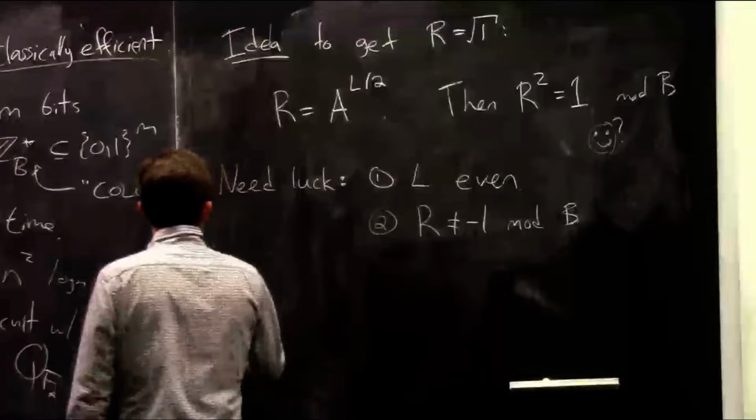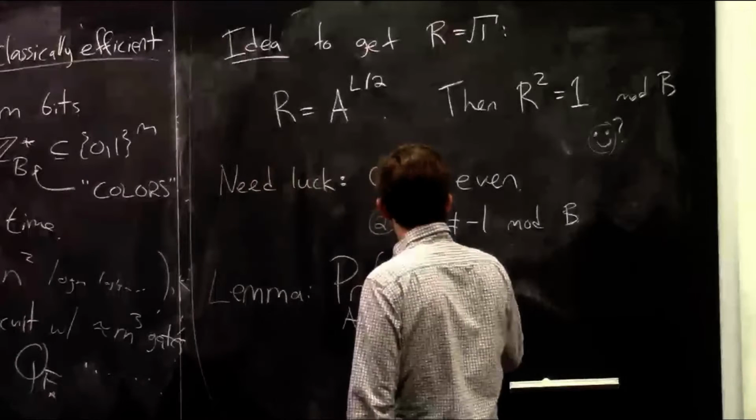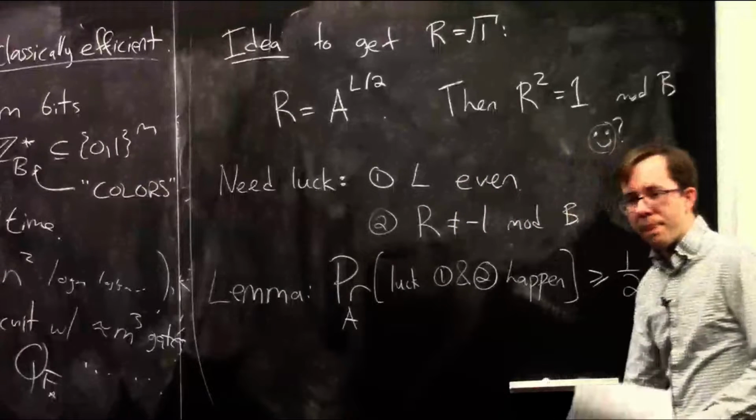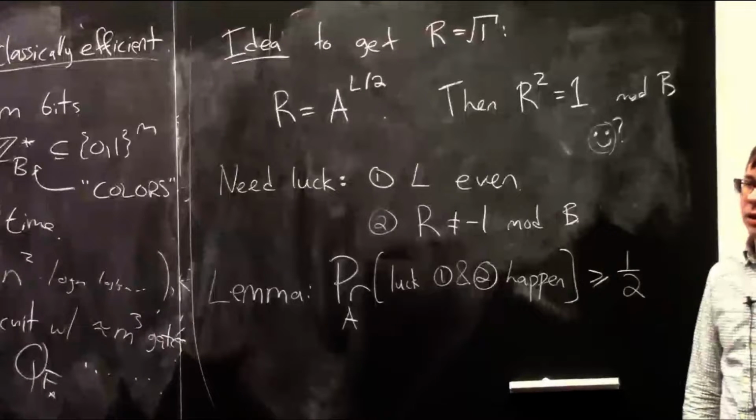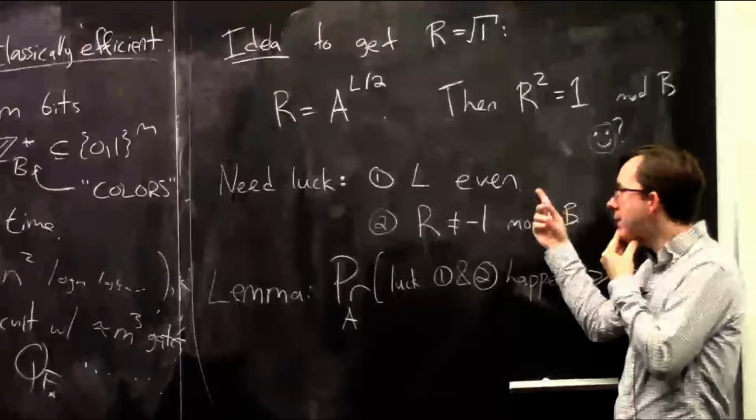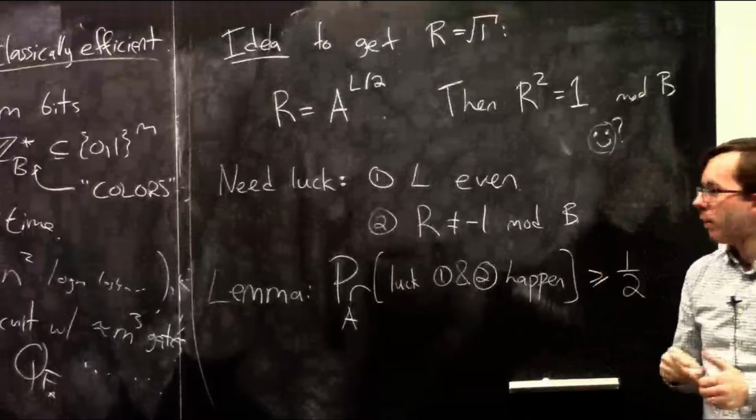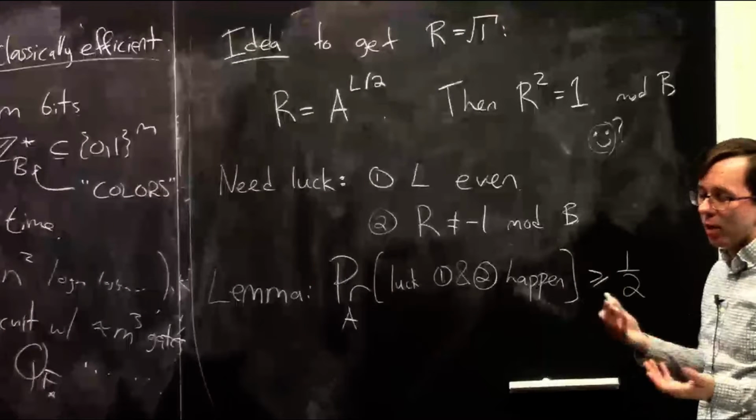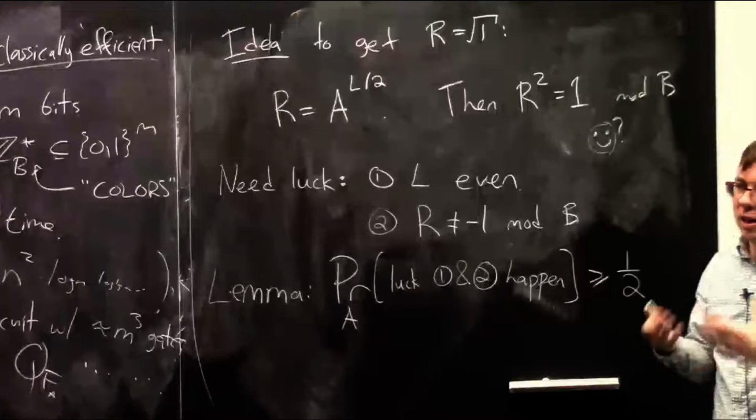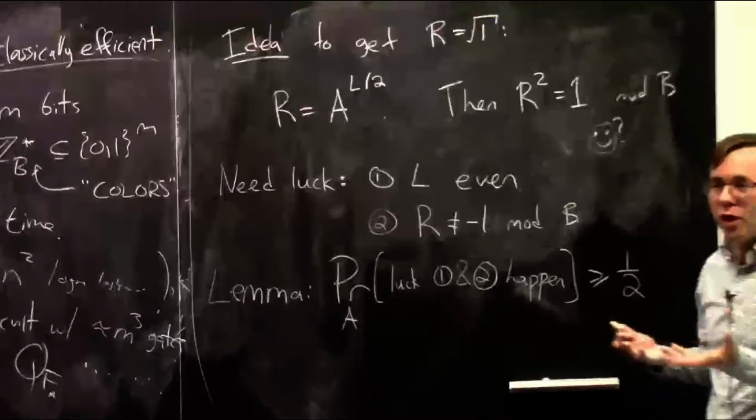The final bit is a lemma that says the probability, over the choice of A, that both luck 1 and 2 happen is good. In fact, it's at least a half. It's quite large. So you pick this A at random, you do your quantum step, you get back L, and there's a half chance that it's even, which allows you to form a square root of 1 this way, and that it's non-trivial, not 1 or -1. Okay, then you're in good shape. You take the GCD of r plus 1, let's say, with B, and you find either P or Q. If any of these lucky things goes wrong, it just means that what you try doesn't work out and you don't get that GCD being P or Q, a factor of B, so you just try everything again until you finally factor B.